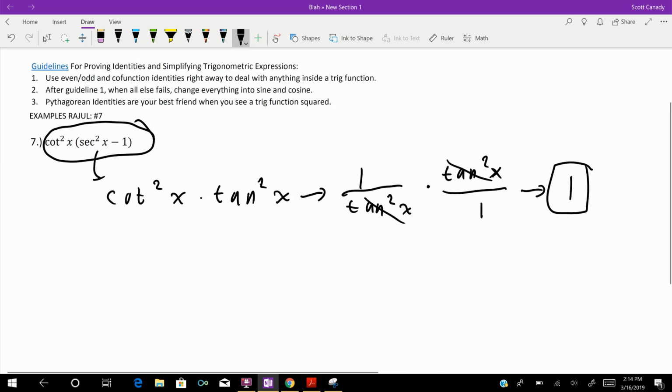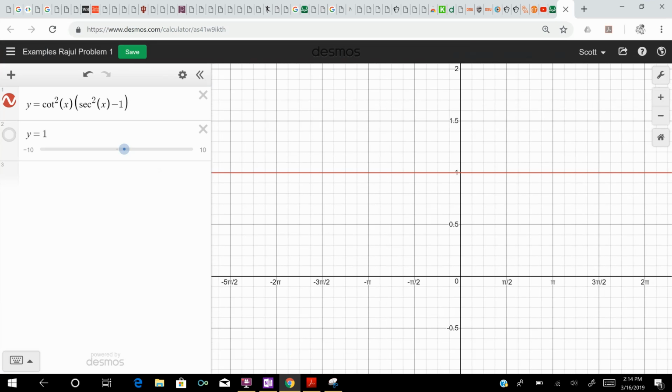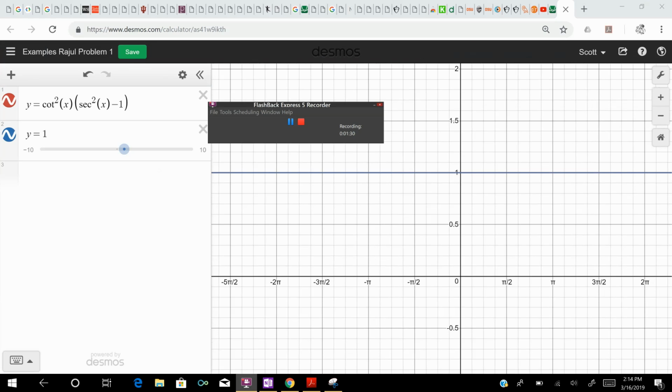Let's go ahead and check to make sure that that's correct on Desmos. So we've got our first piece that we started out with, our trigonometric expression turned into a function. And on the graph, it looks like that's y equals 1. Let's make sure that that's correct. Y equals 1 overlaps it, and so we're correct. That was examples, problem number 7.